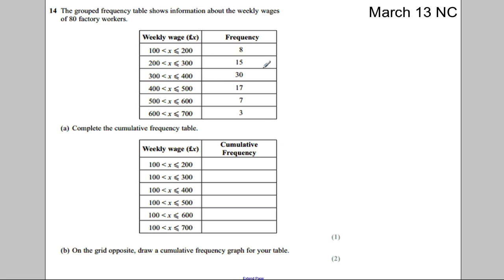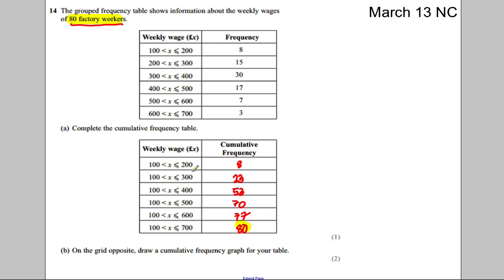Okay, so let's complete this table. I'm sure you're getting quick at this. There are 80 factory workers, so this must add to 80 when I've done it. I firstly put 8 in here. Then 8 add 15 is 23. Then 23 add 30 is 53. Then 53 add 17 is equal to 70. Then 70 add 7 is 77. And lastly 77 add 3 is 80. Because I matched up that 80 with that 80, I can be confident I've done it correctly. So the first thing's done for 1 mark.